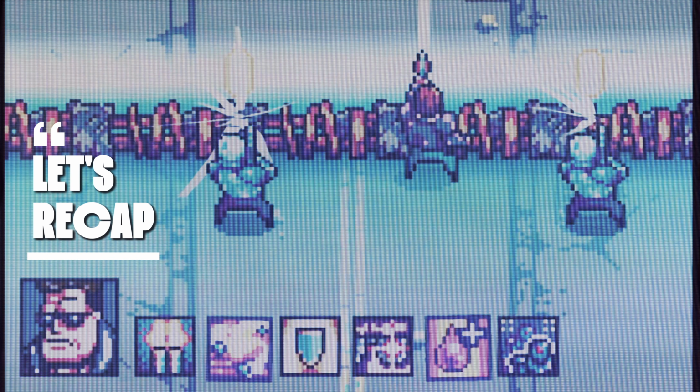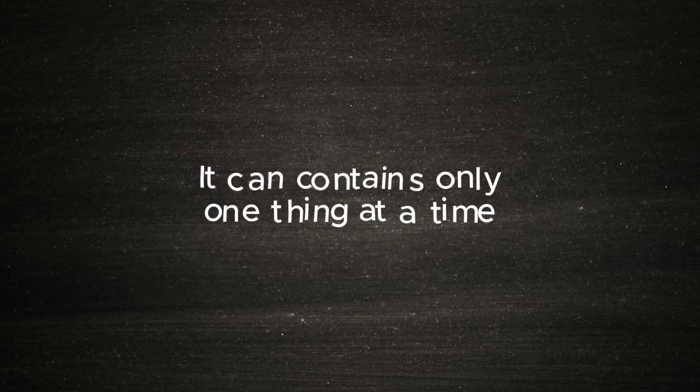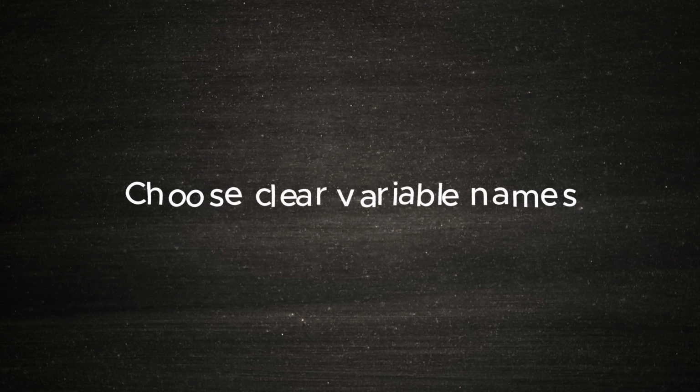Let's recap. A variable is like a box with a label. It can hold information, like a player name. You can print its content. You can replace what's inside, but it always holds only one thing at a time. Quotation marks make Godot print literal text, while no quotes mean use the content of the variable. And choosing clear variable names makes your code much easier to understand. Variables are one of the most powerful tools in programming. And now you know how they work.